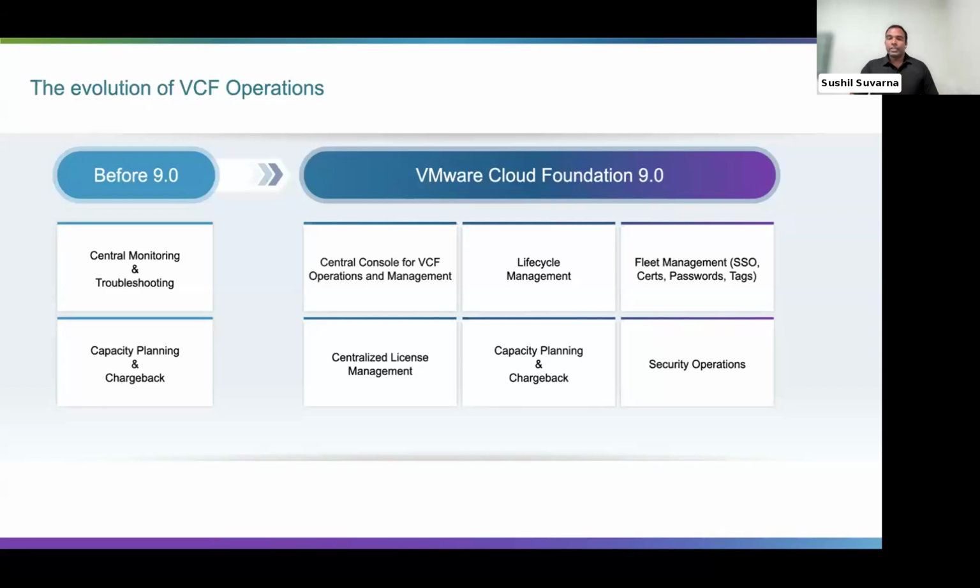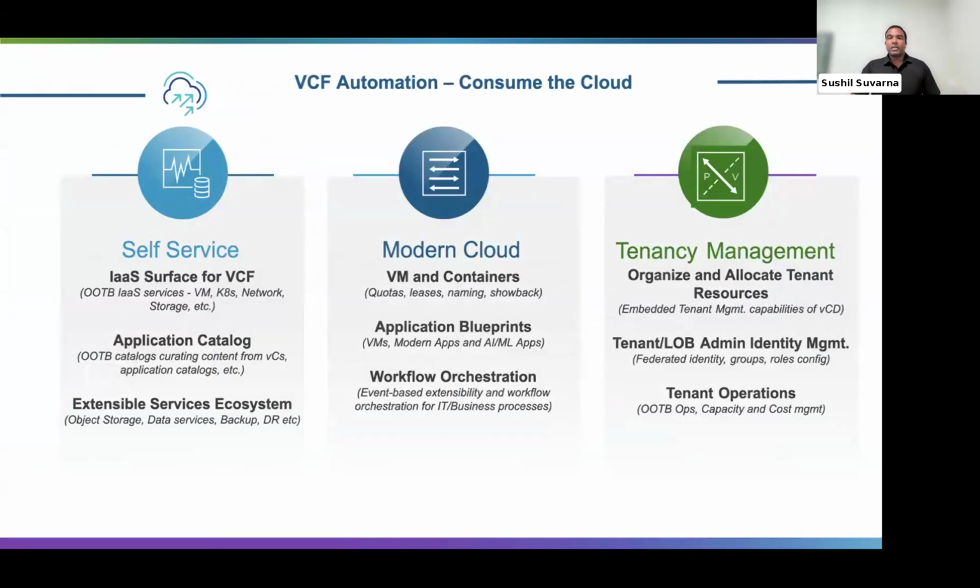The second evolution is for VCF automation. VCF automation brings together and blends a set of capabilities that we had with VRA in the past, as well as vCloud Director. And it's a whole new interface that offers three key capabilities. The first is a brand new self-service catalog that offers a whole lot of out-of-the-box services that serves as your overall application catalog for building your workloads.